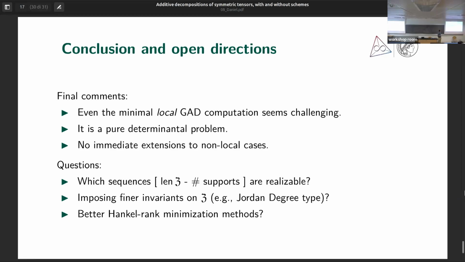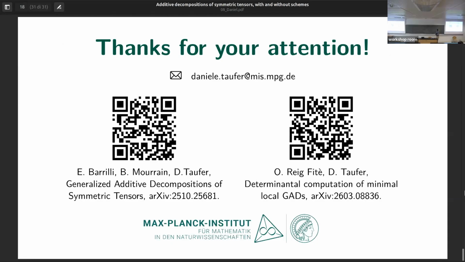And this method can be improved if you know the Hilbert function or higher invariants, like the Jordan degree type of the scheme where you want to land. And the rank minimization methods can still be improved. We propose 3 of them. We compare them. But yes, what we really need is a method that takes into account the structure of the anchor matrices. So with this, I finish, and thank you for your attention.